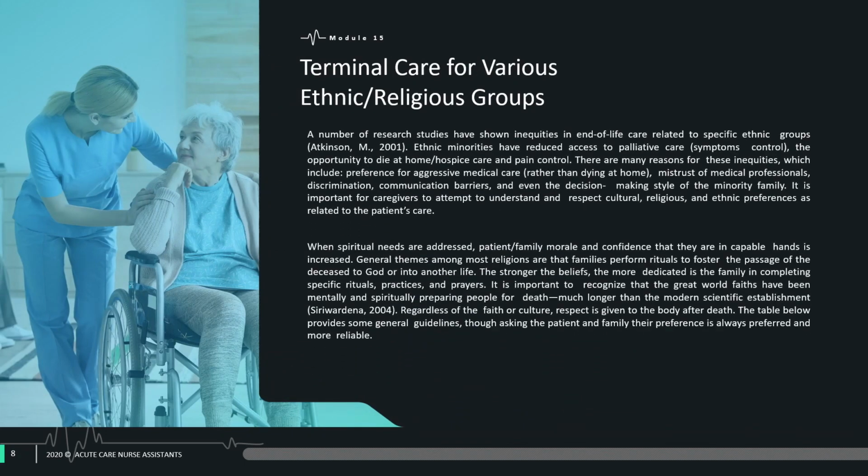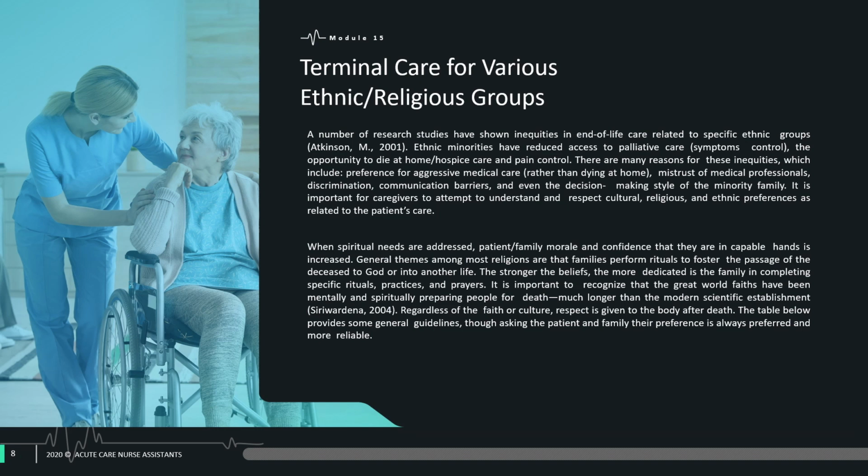Terminal care for various ethnic and religious groups. A number of research studies have shown inequities in end-of-life care related to specific ethnic groups. Ethnic minorities have reduced access to palliative care or symptom control, the opportunity to die at home or hospice care, and pain control. There are many reasons for these inequities, which include preference for aggressive medical care rather than dying at home, mistrust of medical professionals, discrimination, communication barriers, and even the decision-making style of the minority family.